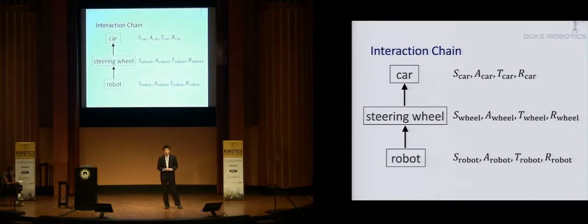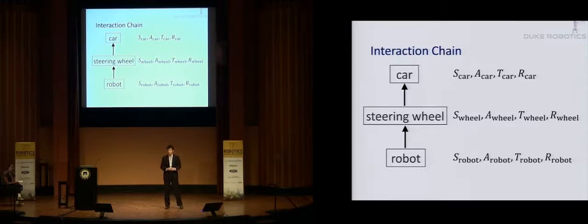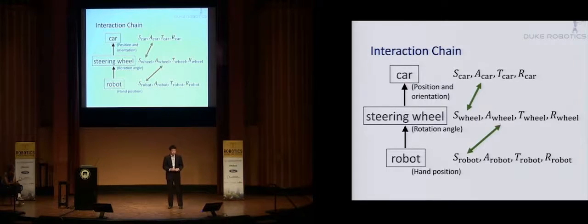To represent this task, we propose an interaction chain structure. In this representation, each object, including the robot, is modeled by a Markov decision process. These Markov decision processes are coupled together by having the state of the predecessor object being the action of the successor object. So here, the robot hand position becomes the action of the steering wheel by changing its rotation angle. The steering wheel rotation angle becomes the action of the car by changing its position and orientation.